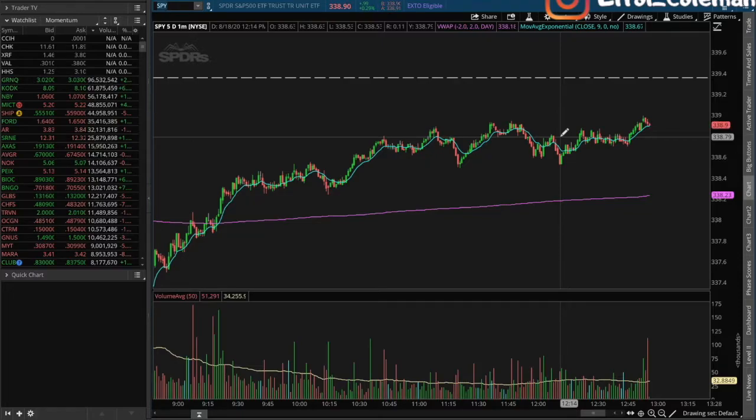I'm curious to see what you guys think about the overall market and where we're headed, because we're heading back to that 339 area. So that's going to be interesting to look out for.